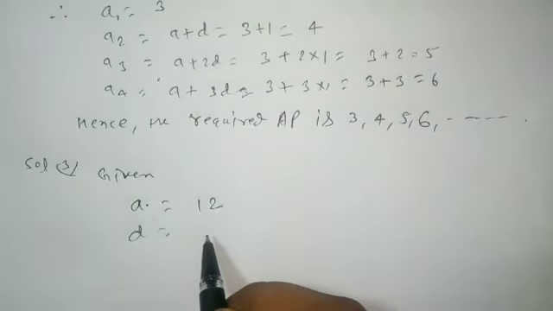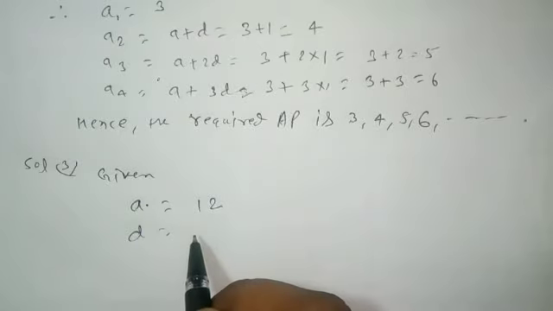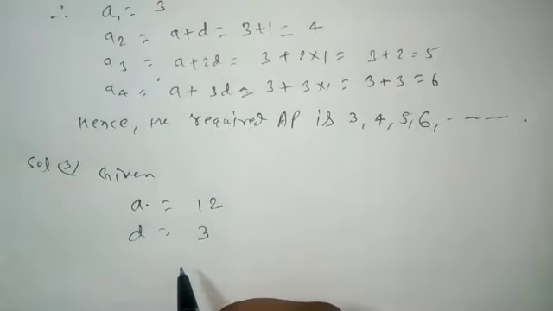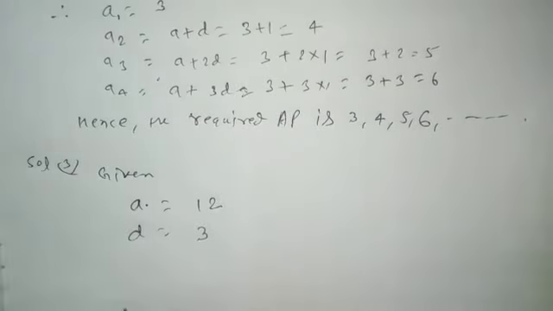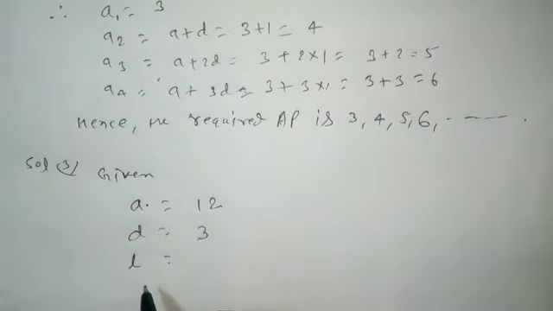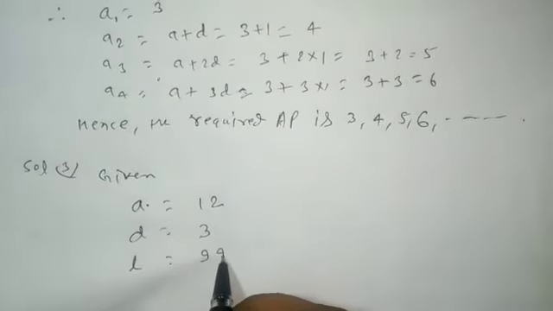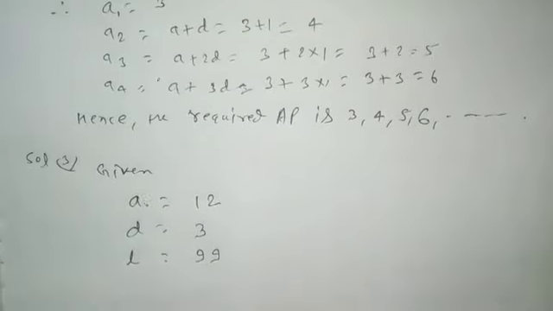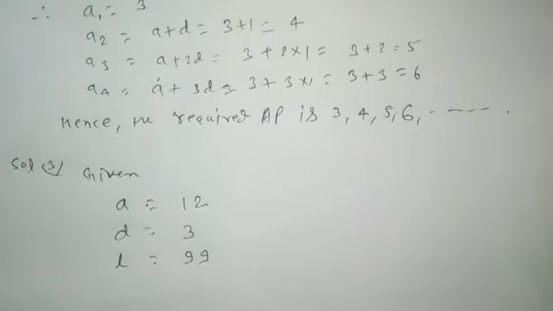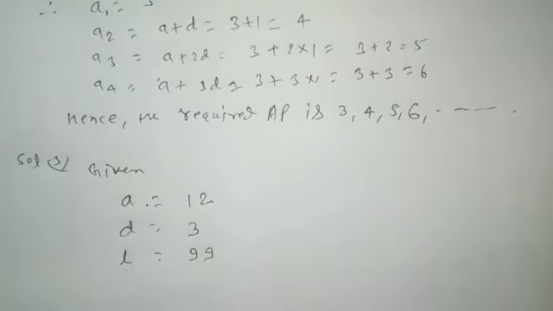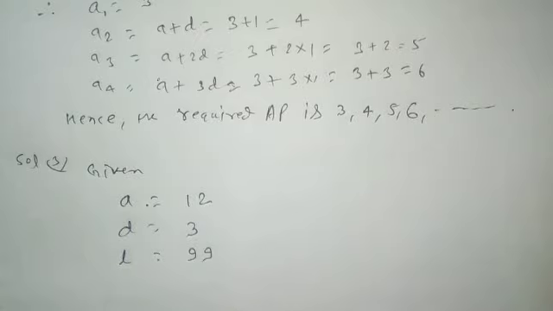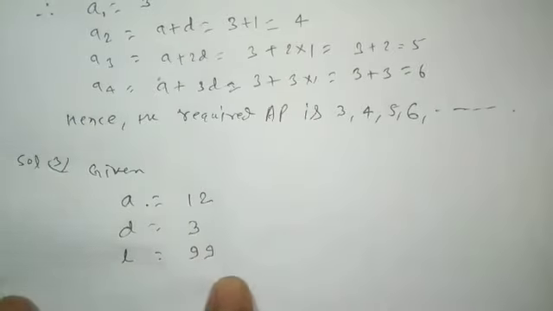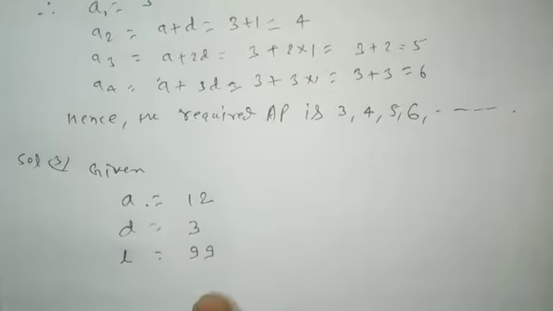D is equal to 3, because the numbers are divisible by 3. Now, the greatest 2-digit number which is divisible by 3 is 99, because 100 is a 3-digit number and 99 is a 2-digit number. When we divide 99 by 3, we get the remainder 0. So L is equal to 99, the last 2-digit number divisible by 3.